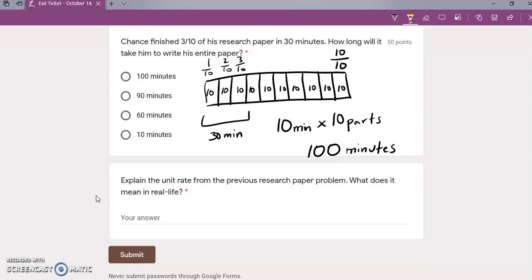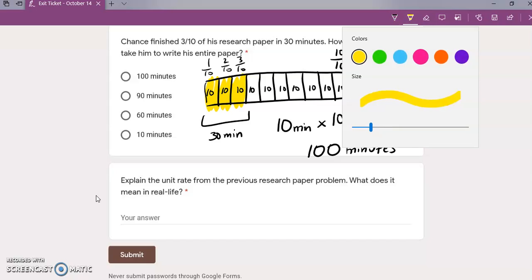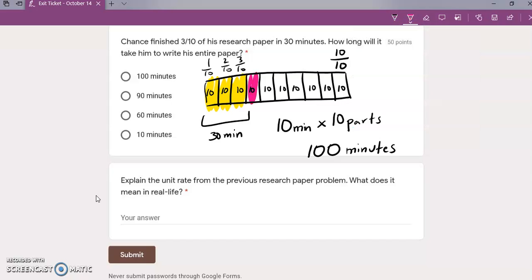Because he has to get all of these. So we already know that he finished these 3. But the ones that he still hasn't finished yet are all of these. He still has to go 10, 20, 30, 40, 50, 60, 70. So we know, okay, he finished 30 minutes, but he still has 70 minutes of work that he still has to do. So 30 plus 70 is 100 minutes. So our answer would be letter A.